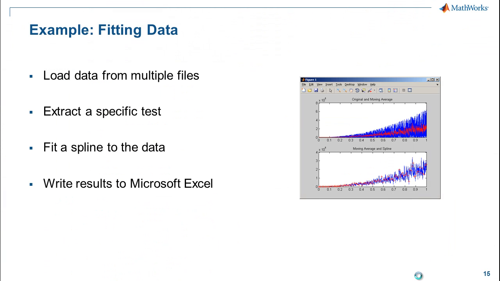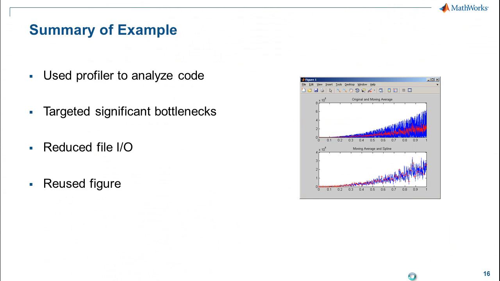So if we look at this example, we used Profiler to analyze our code, and we targeted significant bottlenecks where we could put our effort and get most speed up. We reduced the file IO, the file input output operations, and we reused figure windows. So we reused whatever figures we had generated.